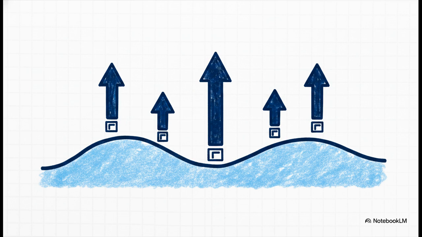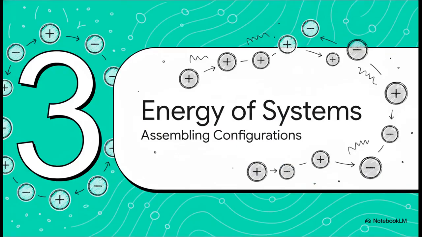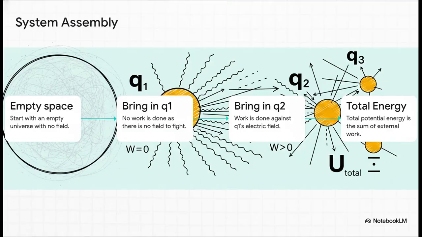So electric field lines and equipotential surfaces are forever locked in this perfectly perpendicular dance. Which brings us to section 3, energy of charged systems. Let's build a system from scratch. Picture a completely empty universe. You bring in your very first charge, Q1.